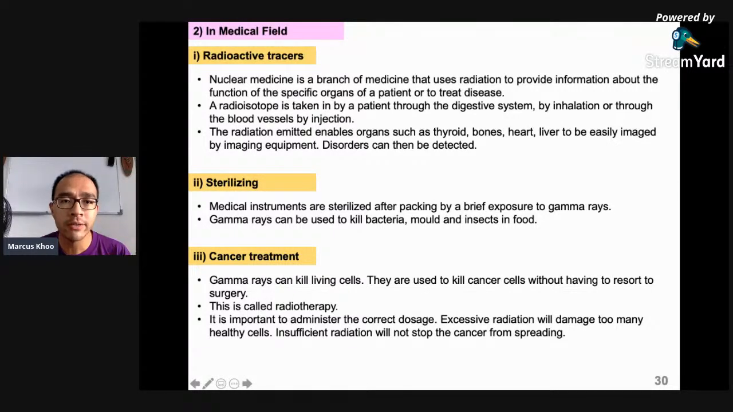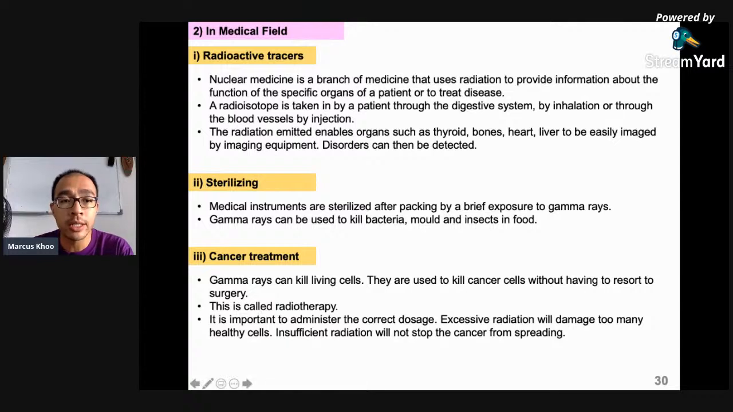Usually the radioactive tracers emit beta or gamma, which have slightly stronger penetrating power, not alpha. But we know that beta and gamma are actually very dangerous to us, especially gamma. But sometimes in order for us to image this, I think most people will use beta. It is still safer than gamma, but it depends on the situation as well.